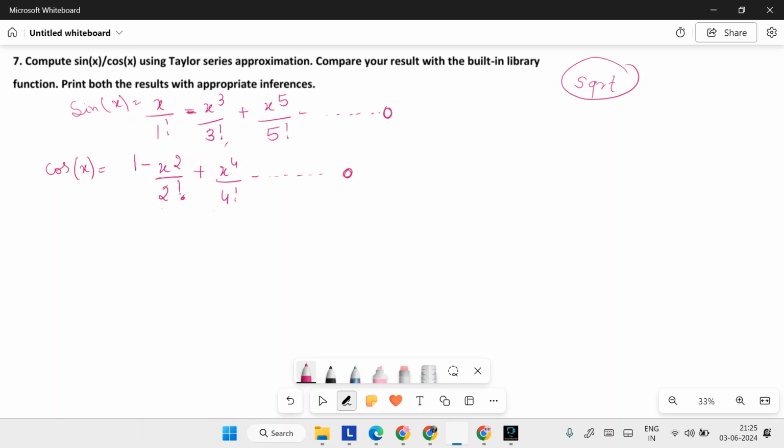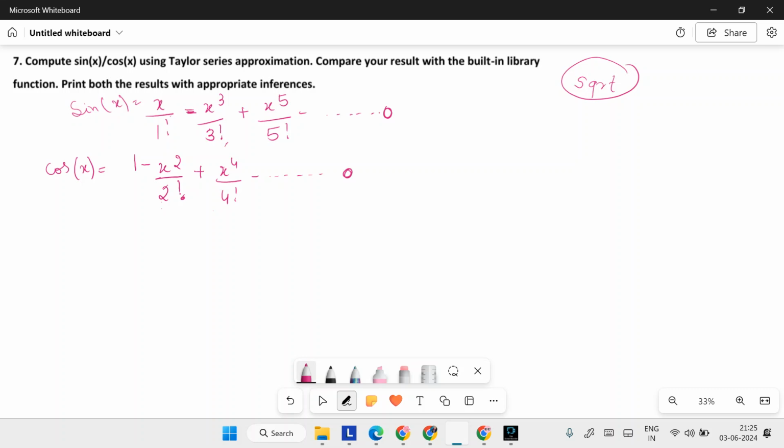Similarly for cos x also. Cos x is 1 minus x to the power of 2 by 2 factorial, then x to the power of 4 by 4 factorial, till it reaches 0. The important thing to notice here is every alternate term will have the opposite sign. The first term has a plus x by 1 factorial, whereas the next term has minus x to the power of 3, then plus x to the power of 5. So can you tell me what will be the next term? The next term will be minus x to the power of 7.